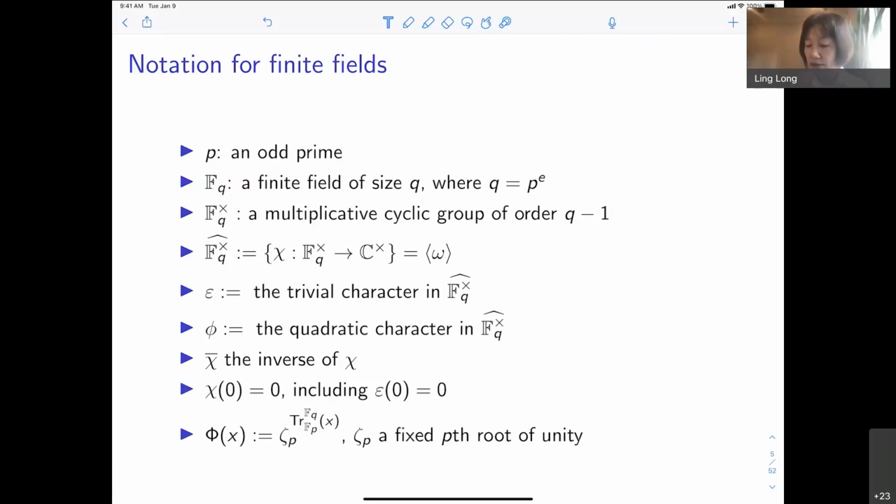The other thing we're going to fix is the additive character. Using the trace from the finite field back to the prime field F_p, you let zeta_p be a fixed primitive p-th root of unity. You fix zeta_p, then you raise it to the trace of the element x, which is an additive character for the finite field. So that will be fixed.